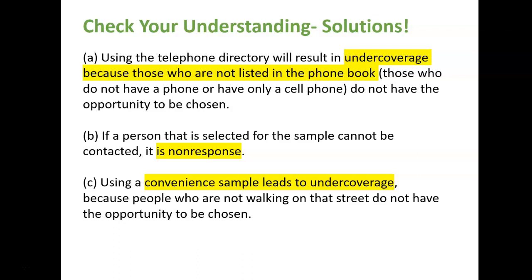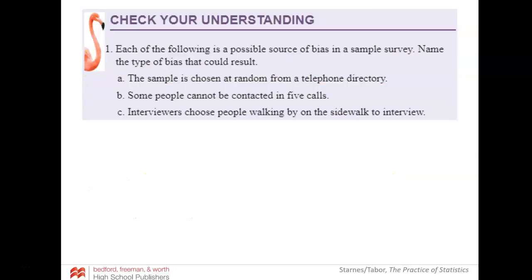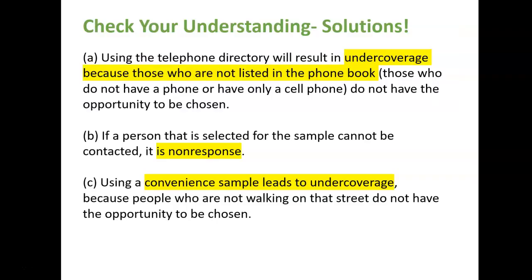So then the second example, which I already forgot what it was, some people cannot be contacted in 5 calls. So that would be a non-response. That would be the person who has either the robocall or something and they just block it or they hang up. So they are not responding to it and therefore it's a non-response.